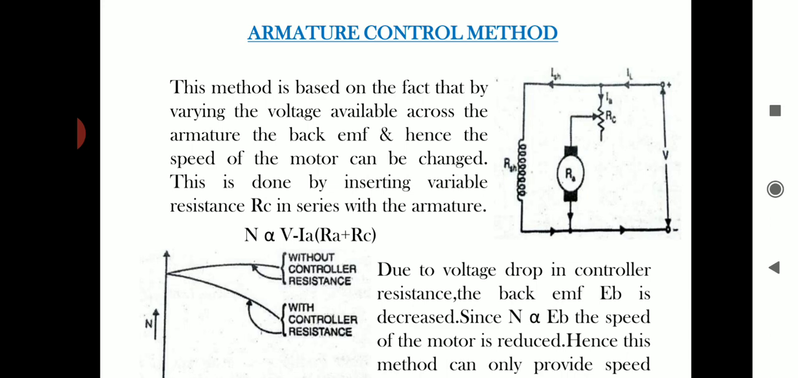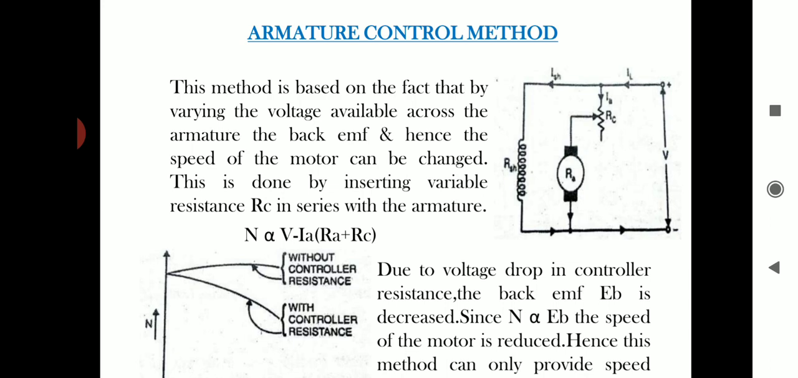In case of the flux control method, we connected one rheostat in series with the field winding. But here in case of the armature control method, we have connected one rheostat in series with the armature winding. This is the difference. That's why the method is called the armature control method. So you can read, everything is the same, but we have connected the rheostat in series with the armature.